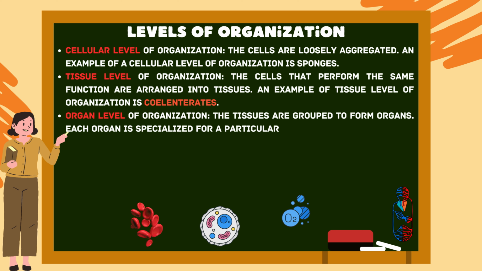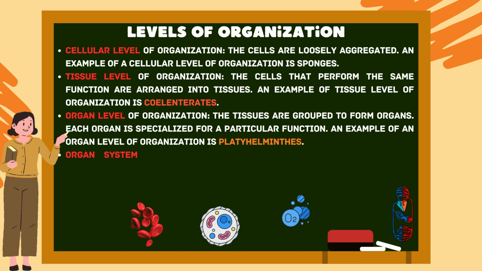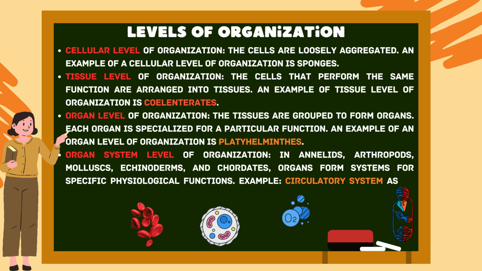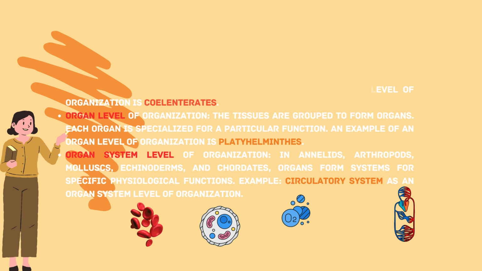Organ level of organization. The tissues are grouped to form organs. Each organ is specialized for a particular function. An example of the organ level of organization is Platyhelminthes. Organ system level of organization. In annelids, arthropods, molluscs, echinoderms, and chordates, organs form systems for specific physiological functions. Example, the circulatory system as an organ system level of organization.